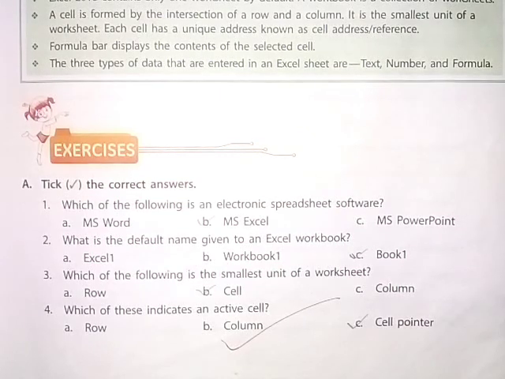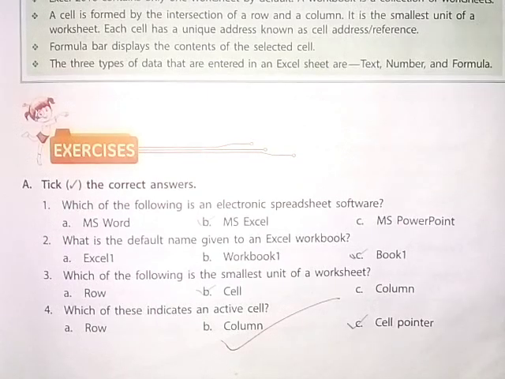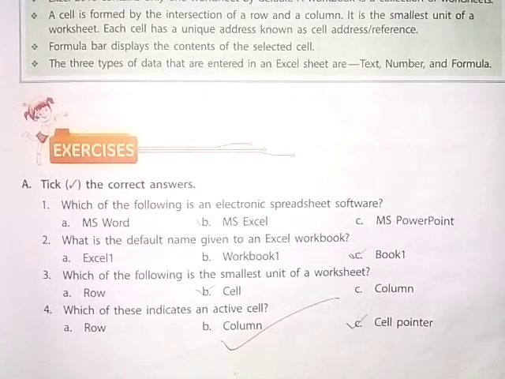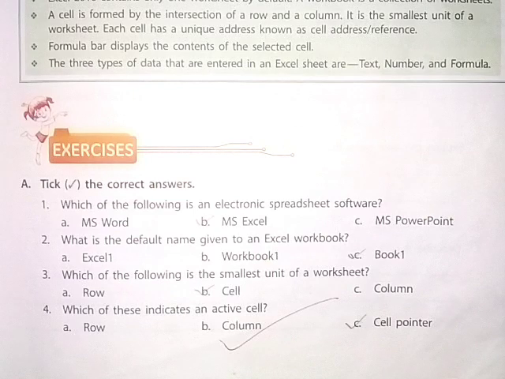Hello friends, today we will do back exercise and question answers of chapter number 7, Introduction to Excel. Part A, tick the correct answers. Which of the following is an electronic spreadsheet software? MS Excel. Second, what is the default name given to an Excel workbook?